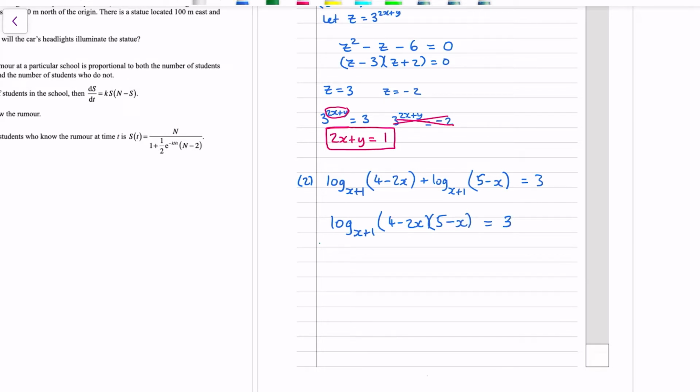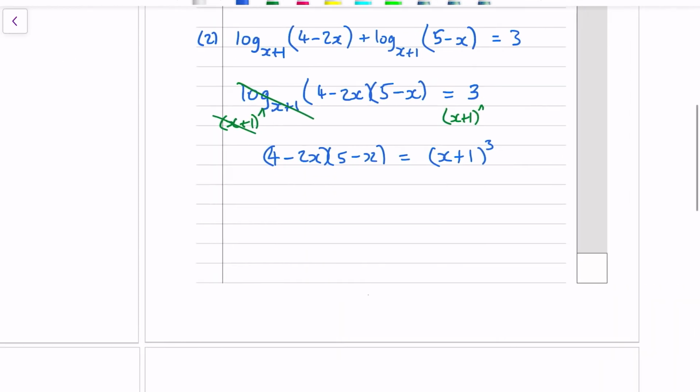Then I get rid of the logs by going x plus 1 to the power on both sides. So they will cancel. End up with 4 minus 2x times 5 minus x equals x plus 1 all cubed. Now I need to expand out that binomial and also expand the left-hand side quadratic. The right-hand side binomial expands really nicely to that. If you're not sure about that, look up binomial expansions.